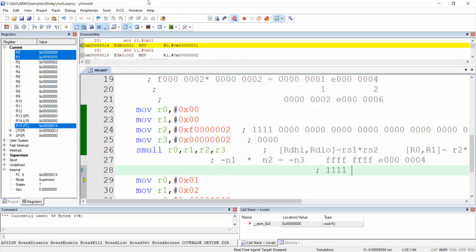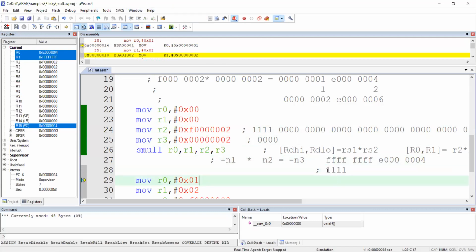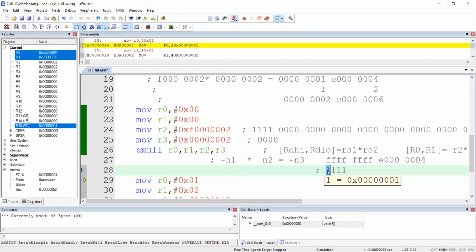This F. Okay, please give your attendance. This F is this much. So what is definite is it's signed. It's a signed number. Okay.